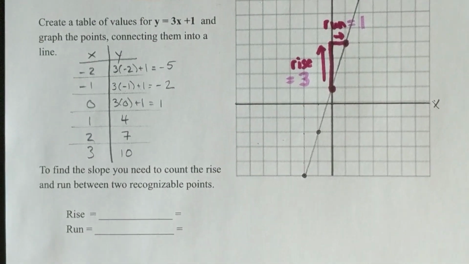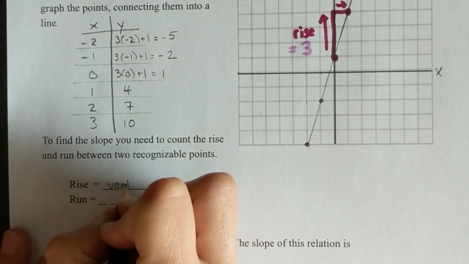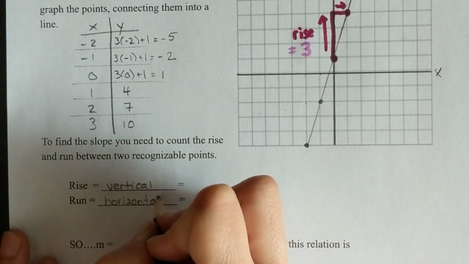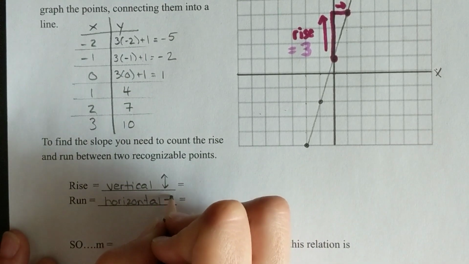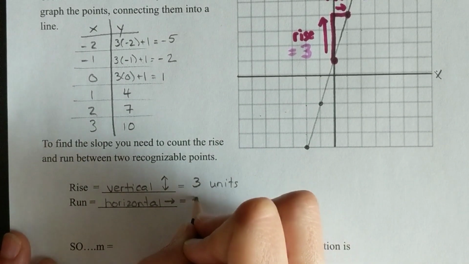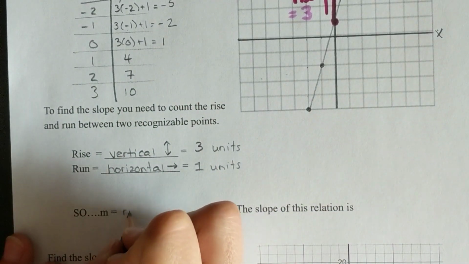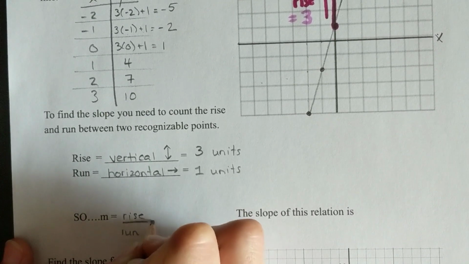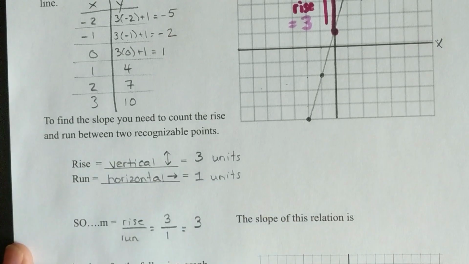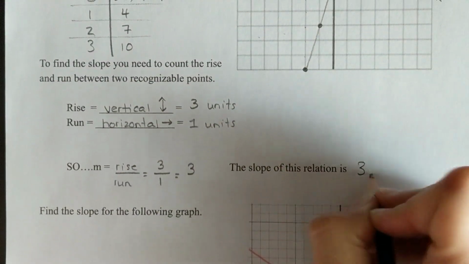So down here on the rest of the sheet, we have rise over run. Remember that your rise is your vertical. Your run is the horizontal. So rise can go up or down, horizontal goes left to right. So we rose 3 units. Our run was 1 unit. So your slope, which is rise over run, equals 3 over 1. And in this case, you simplify that just down to 3. You don't have to keep the fraction. So the slope of this relationship is 3.